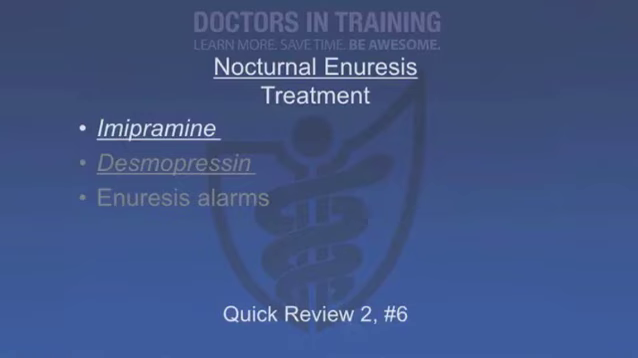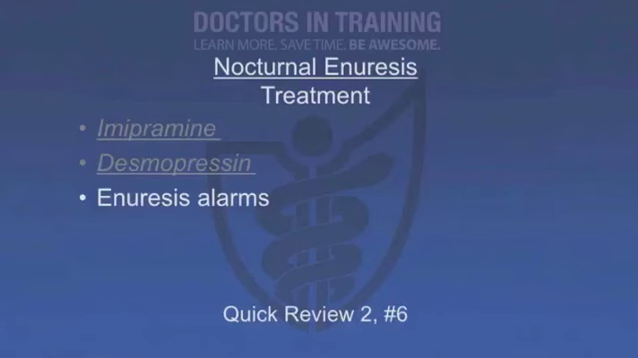So that's the big drawback of the TCAs. What are the major treatments for nocturnal enuresis? So we talked about one tricyclic antidepressant that we use, imipramine, for nocturnal enuresis. And then there's another one called desmopressin, DDAVP. This medication can be used, and it really does work. It'll decrease that nocturnal enuresis.